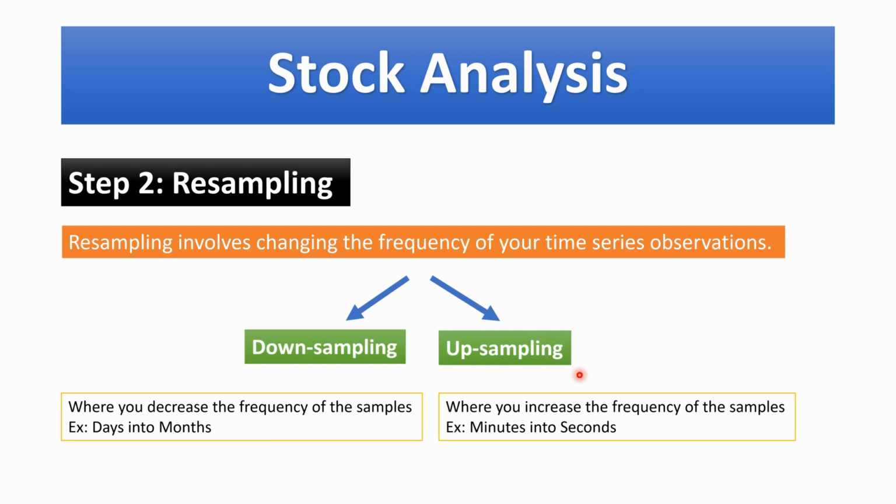Now there is a second kind, which is upsampling. That is when you increase the frequency of samples to see where the discrepancies are lying. For example, in the data you are given minutes but you convert it into seconds, so that is known as upsampling. In order to see the underlying patterns, we follow downsampling as well as upsampling. So let's see how this is done using Python.